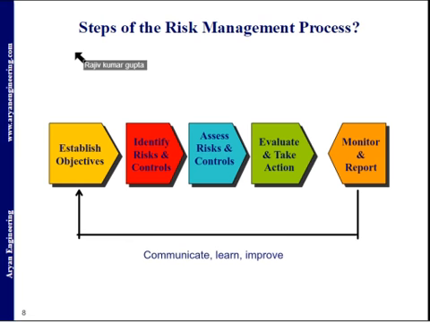Now, in general, what are the steps of the risk management process? Establish objective, identify risk and control, assess risk and control, evaluate and take action, and then monitor and report. We will also discuss during this session risk management as per the PMI book.